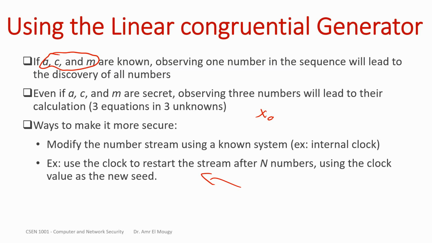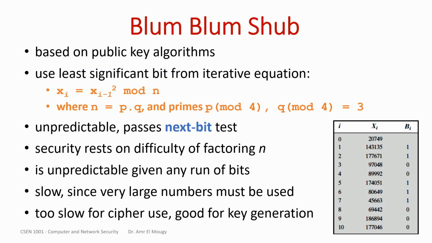So if the linear congruential generator is not very secure, the next one that we will discuss is something that is used more frequently in practice, and it is called the Blum Blum Shub generator. Basically, you have this equation, x_i equals x_{i-1} squared mod n, and n is actually the product of two prime numbers.